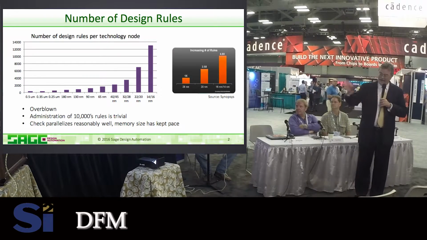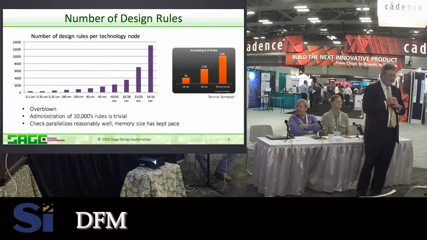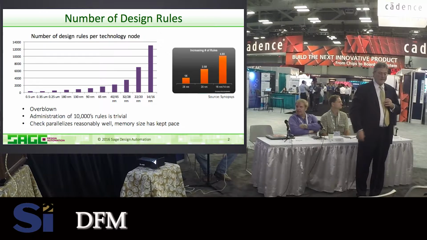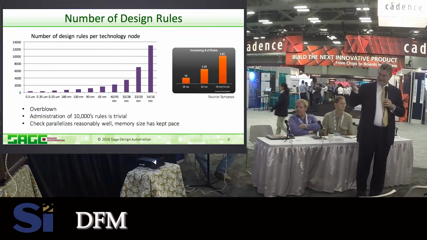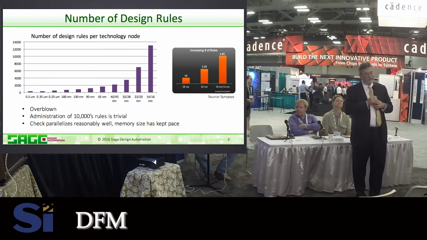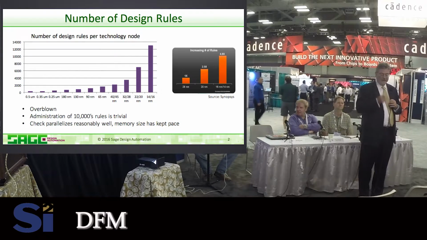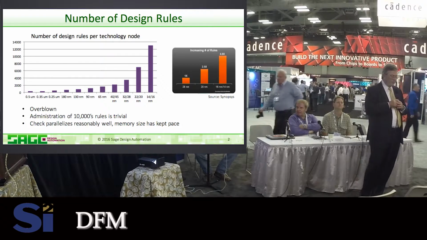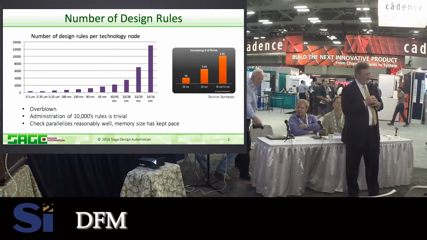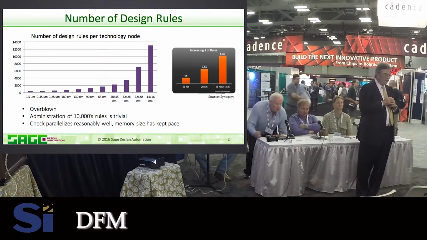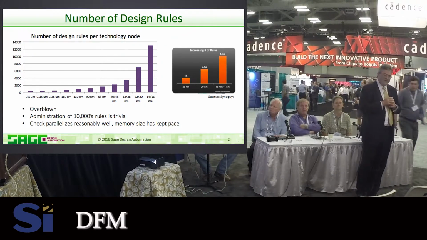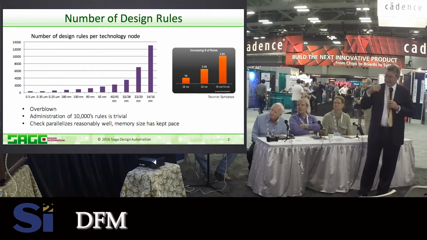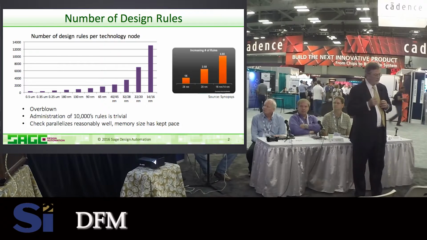Now, that is a little bit overblown, because there are a lot of rules that are very simple and repetitive, and they just repeat on different layers of metal, etc. The second thing is that a lot of the stuff gets derived from the design rule decks, not from the number of actual rules. There are a lot of invented layers that you have to put in there to write the deck, to do all the operations. So the real number of rules is a little bit smaller than what you see there. It's overblown, but still, you have to administer on the order of 10,000 rules.